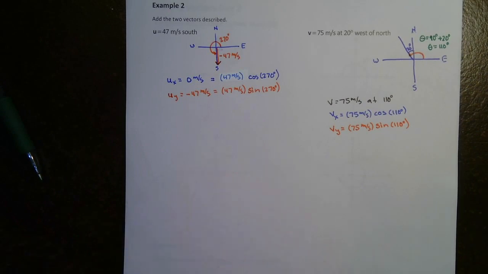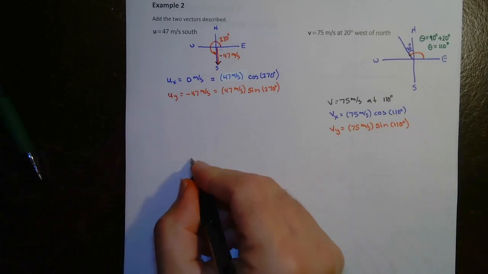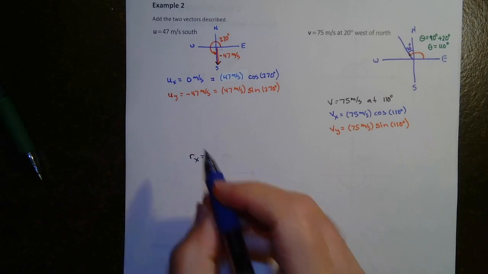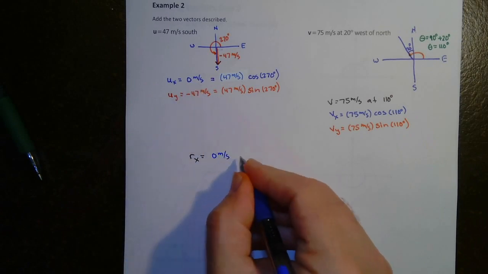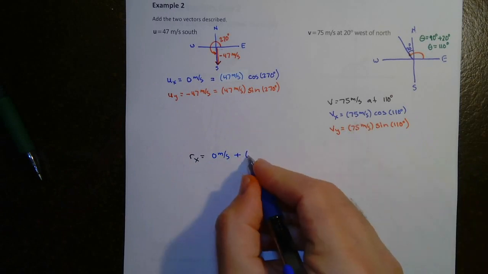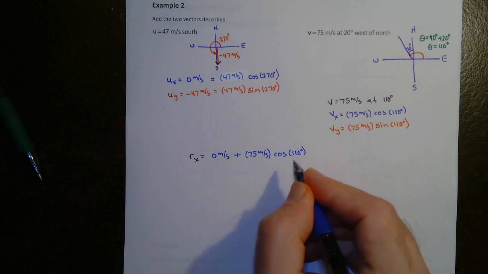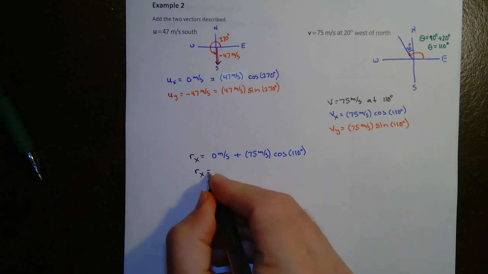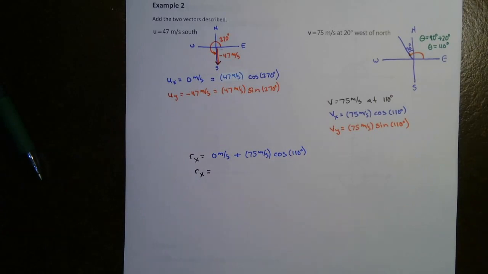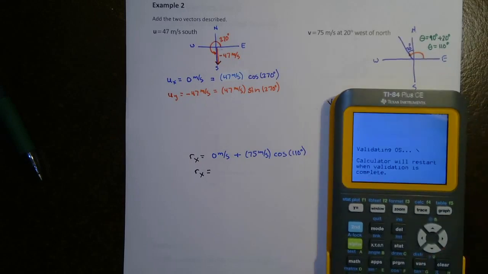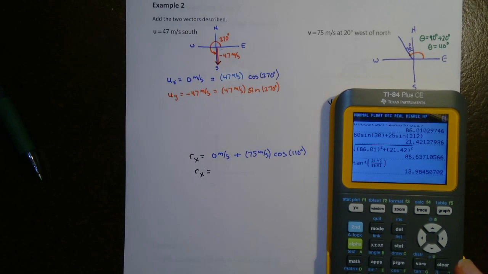Okay, so when I combine these, I have to add the horizontal parts together. Okay, so r sub x would equal the 0 meters per second plus the 75 meters per second cosine of 110 degrees. And so that would give you r sub x. And I want to go to 2 decimal places, and I'm going to grab my calculator. We've got to make sure we're in degree mode. Okay, so this would be 0 plus 75 cosine of 110. And this gives you negative 25.65. So negative 25.65.